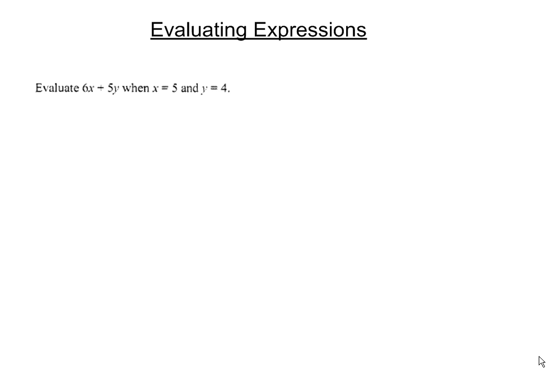We're going to take a look at evaluating expressions with a calculator today. And so we're going to start off looking at this expression right here, 6x plus 5. And whenever you evaluate, over to the side, they tell you that x is equal to 5 and y is equal to 4. So what we're going to need to do is to substitute the 5 in for x and the 4 in for y.